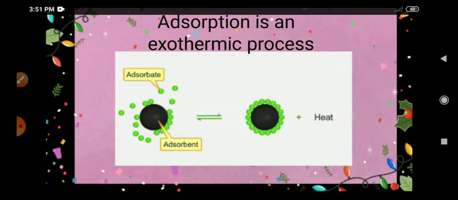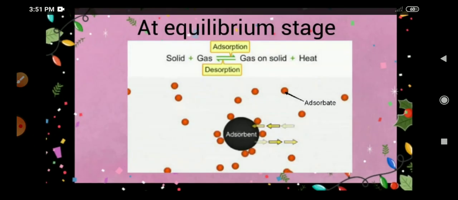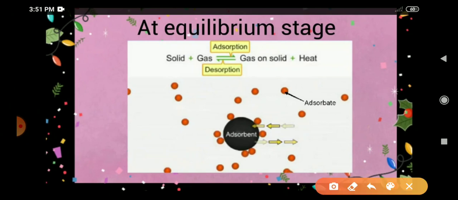So we have discussed that adsorption is an exothermic process. Therefore, during adsorption, the adsorbate particles are retained on the surface of the adsorbent and heat is evolved. It's an exothermic process. So when the equilibrium stage is attained, the two processes, adsorption and desorption, take place at the same rate. That means adsorption, the particles attracted on the surface, and desorption, the particles leaving the surface, take place at the same rate, then we can say the stage is called the equilibrium stage, and at this stage delta G is equal to 0.